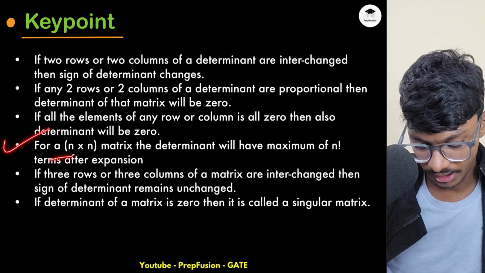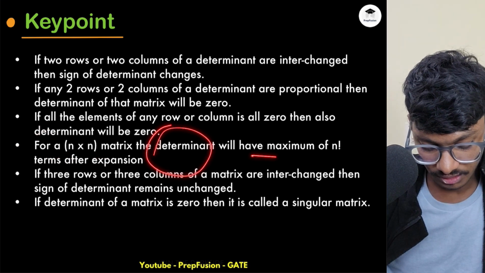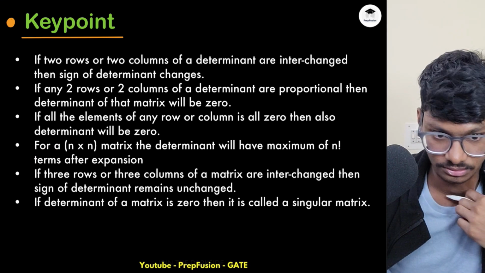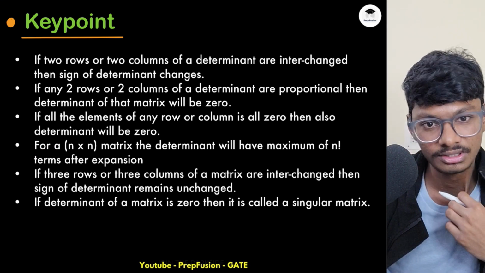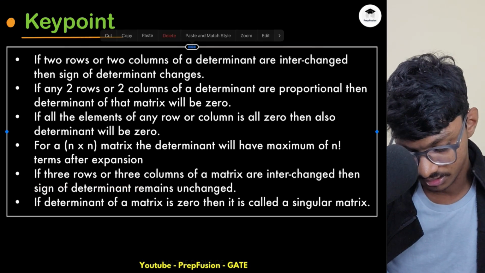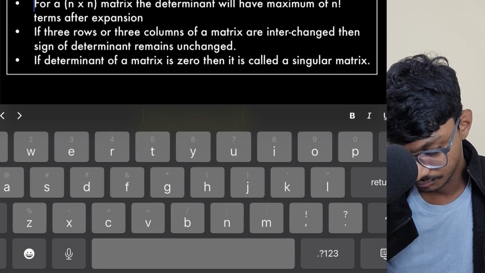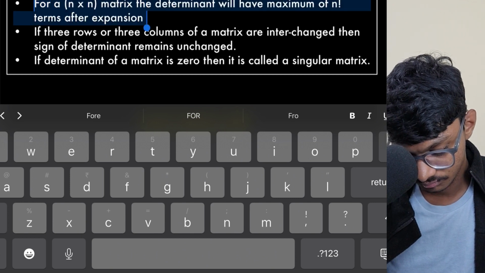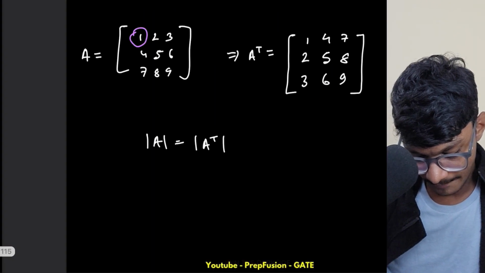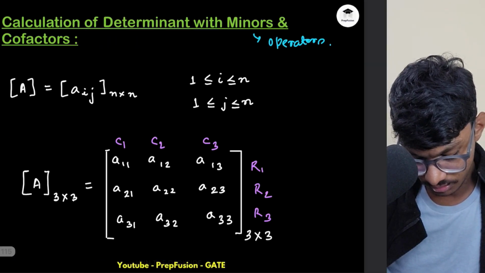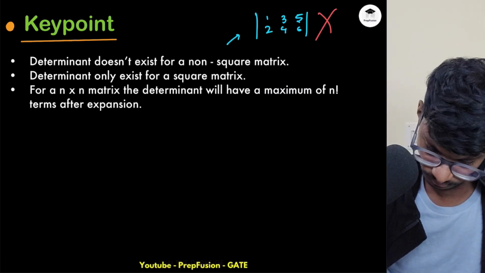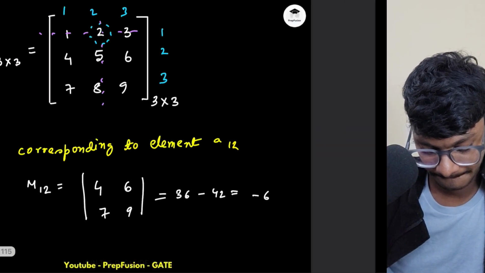Then next, for an n cross n matrix, the determinant will have a maximum of n factorial terms after expansion. Like I already told in the previous key point, so here again this is repeated. If 3 rows or 3 columns, okay, I should remove this point actually then. What did I write in the previous key point, if I recall correctly? Yeah, fine.